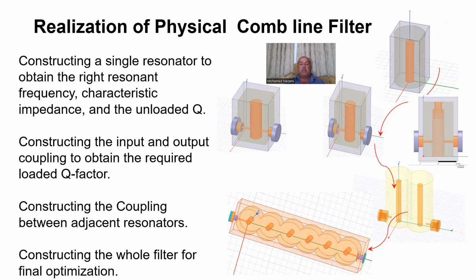You can parameterize all these dimensions from the beginning, of course, make them variables. And then you can come in to the optimizer and say, I want to optimize the filter so I can have the insertion loss in this frequency band this much, and the rejection loss, as a function of varying all these lengths.